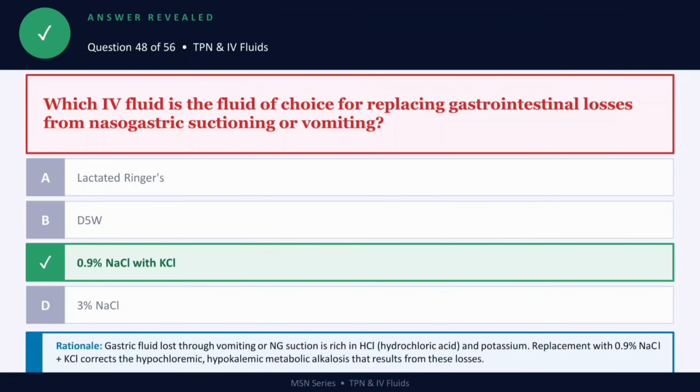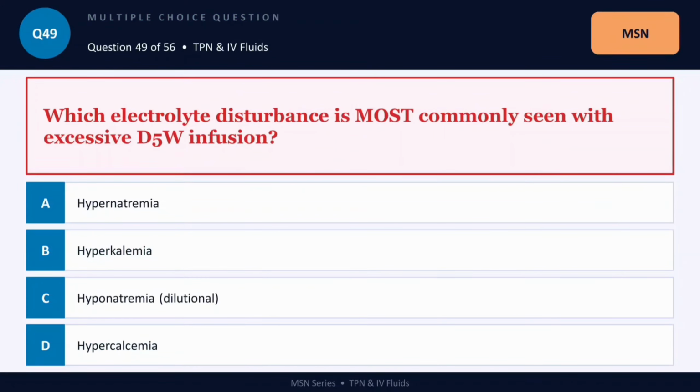Rationale. Gastric fluid loss through vomiting or NG suction is rich in hydrochloric acid and potassium. Replacement with 0.9% normal saline plus KCl corrects the losses.